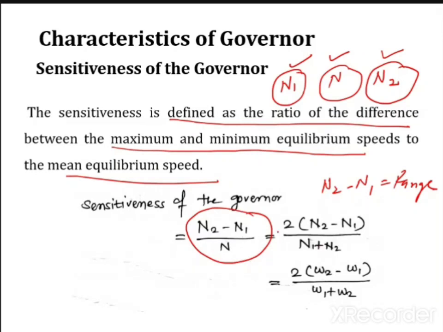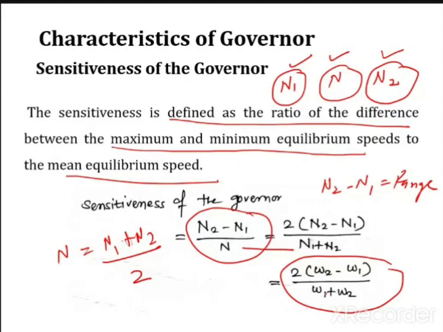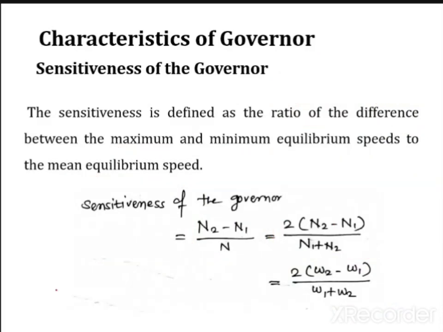So we can calculate it as N2 minus N1 upon N, and we know that N is equal to N1 plus N2 divided by 2, right? So putting N equal to N1 plus N2 upon 2, we get the final expression: 2 times omega 2 minus omega 1 upon omega 1 plus omega 2, or N2 minus N1 upon N1 plus N2. So this is what is called the sensitiveness of a governor, right?